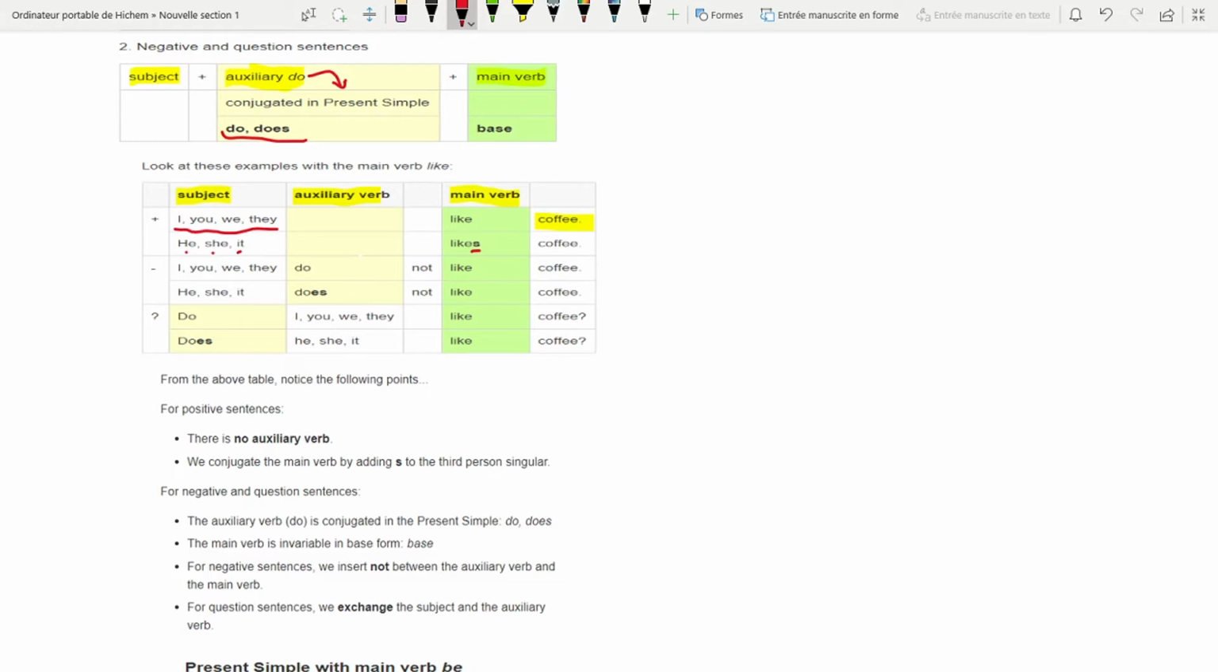For instance, he can be replaced with Jake. She can be replaced with, for instance, Mary. It can be replaced with, for instance, a horse or something. Okay.